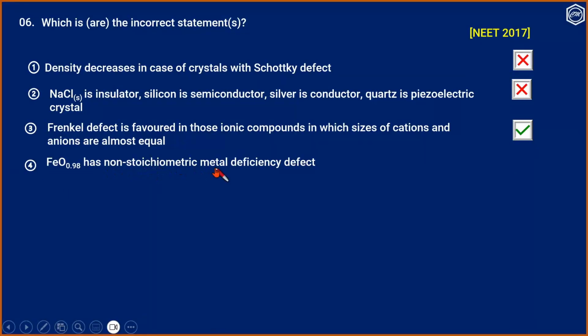FeO0.98 has non-stoichiometric metal deficiency defect. Here it is metal excess defect. Oxygen is less. So that also is a wrong statement. So the answers are option 3 and option 4.